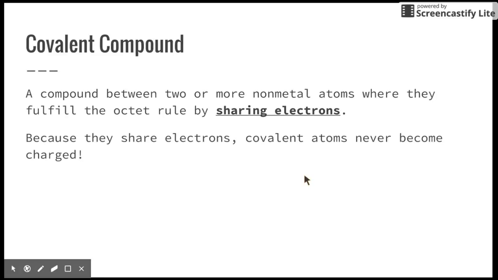So what they do in order to fulfill that octet rule is they share their electrons. And that's the biggest difference between ionic and covalent. Covalents share their electrons. So because they share their electrons, they never become charged. They don't stick because of their opposite charge. They stick because they're both holding on to those electrons and sharing them.